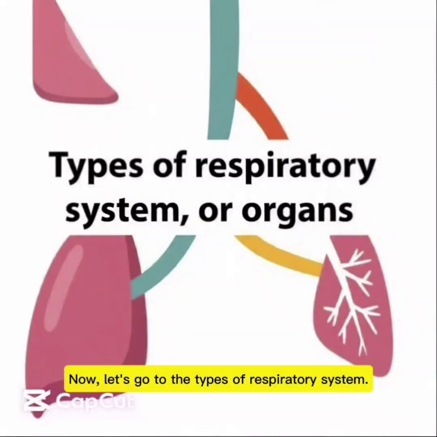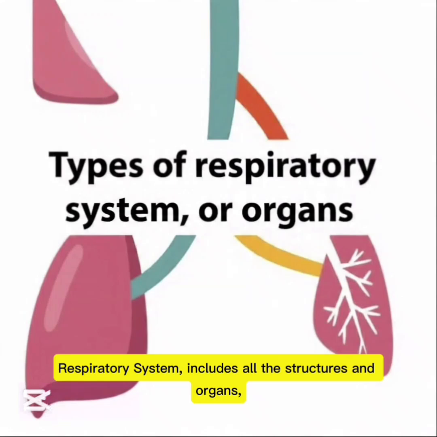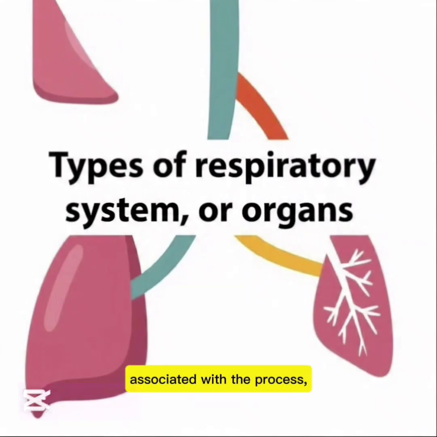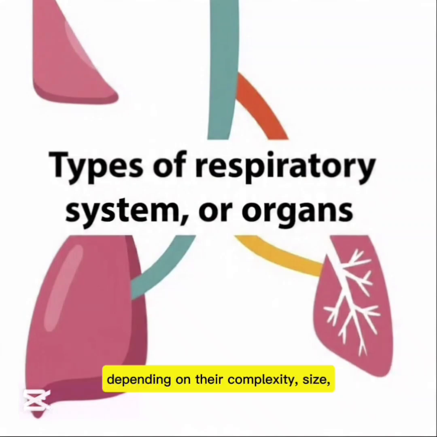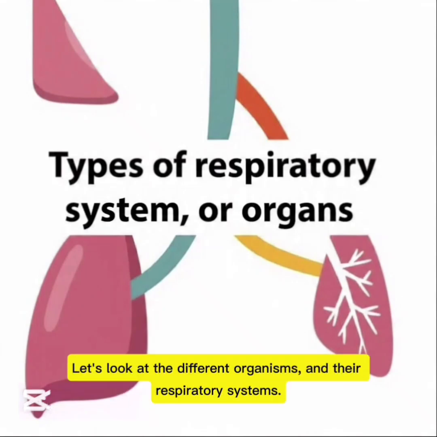Now, let's go to the types of respiratory systems. The respiratory system includes all the structures and organs associated with the process of taking oxygen into the body and giving out carbon dioxide and water vapor into the environment. Organisms adopt different types of respiratory systems depending on their complexity, size, and the habitat in which they are found. Let's look at the different organisms and their respiratory systems.